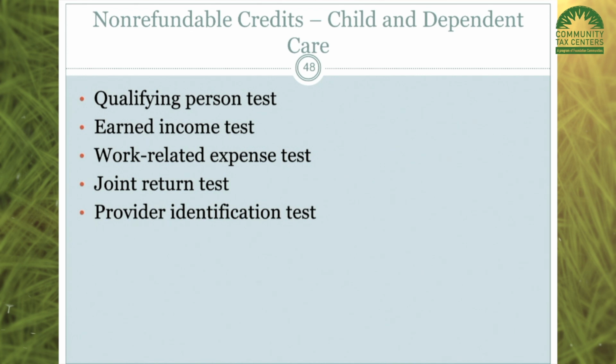So if someone is using their home, they have to provide their name and social for it to be put on the tax return, or we have to have a statement from the daycare center that provides their EIN number. So we have to have that in order to put this on the tax return.